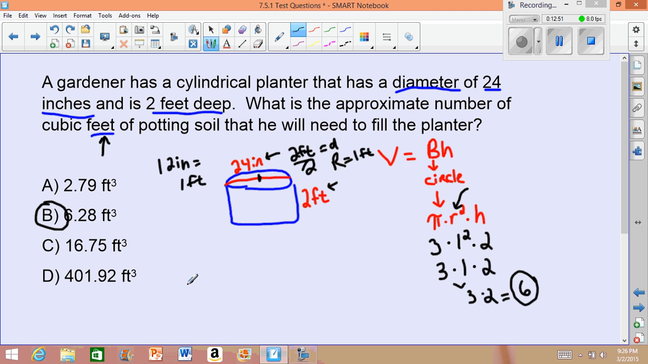So this one is very, very tricky because the measurements are 2 different units. We need to make sure they are both the same units to successfully complete this problem. So that completes our video.